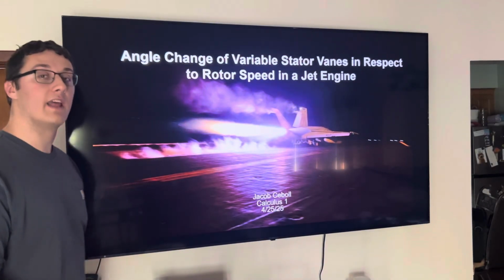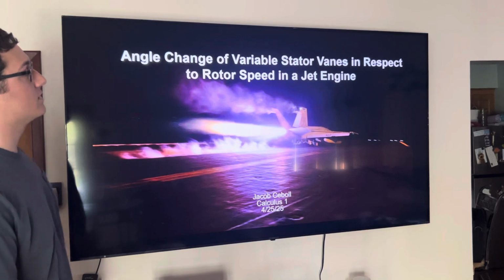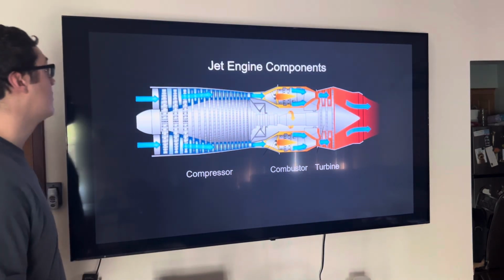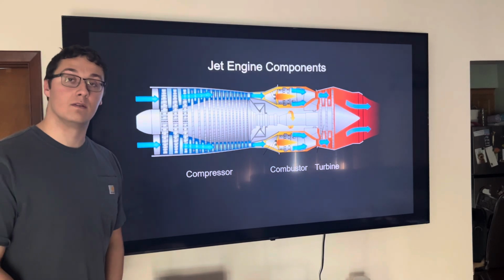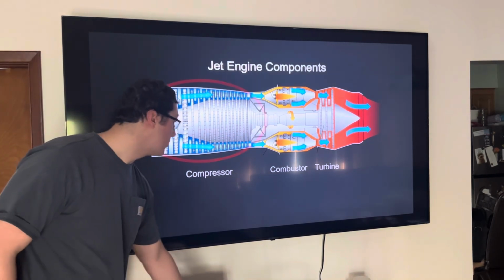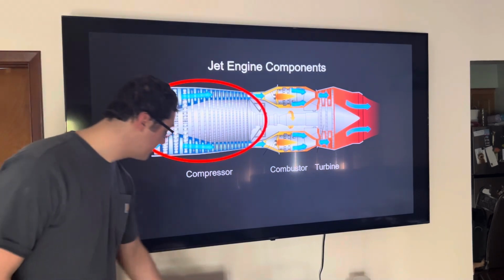I did my project on the angle change of variable stator vanes with respect to rotor speed in a jet engine. So to start off, what are the three main components of a jet engine? Well, we have the compressor, the combustor, and the turbine. But for this project, we're only going to be looking at the compressor.